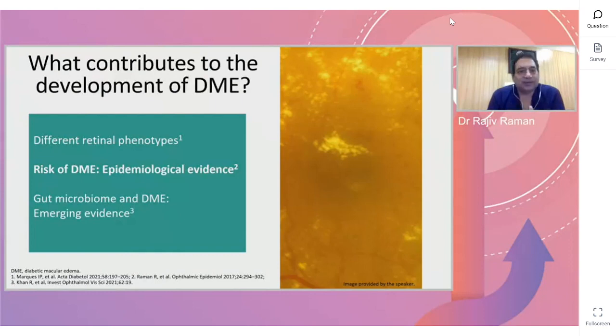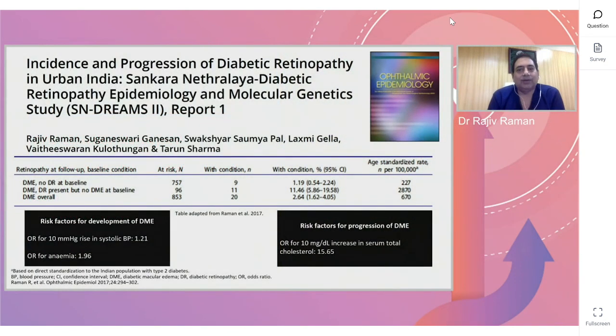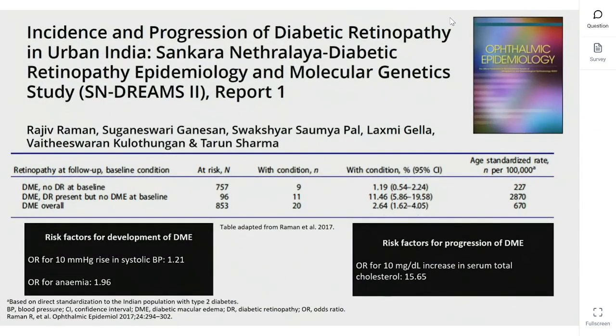There are other evidences which we have gathered over time from these epidemiological studies, which tell us again some risk factors for diabetic macular edema. And this was from one of our epidemiology studies, where we found that the risk factors for development of DME are systolic blood pressure, anemia, and, for patients with diabetic retinopathy but no DME, on follow up, this is 4 year follow up data, an increase in the serum cholesterol. So definitely, one, there are certain individuals who are more prone to DME. Second, there are other systemic factors which play a role in DME.